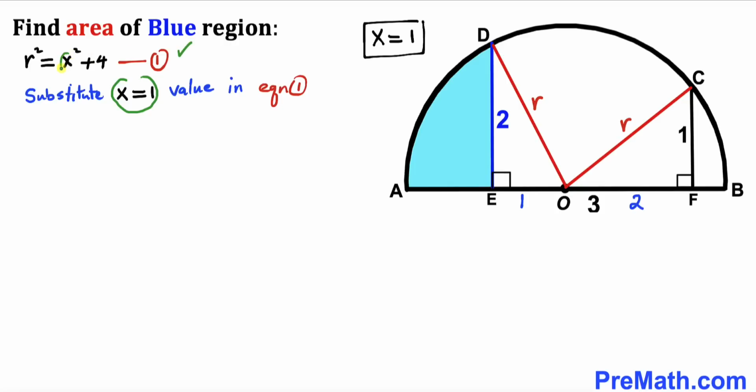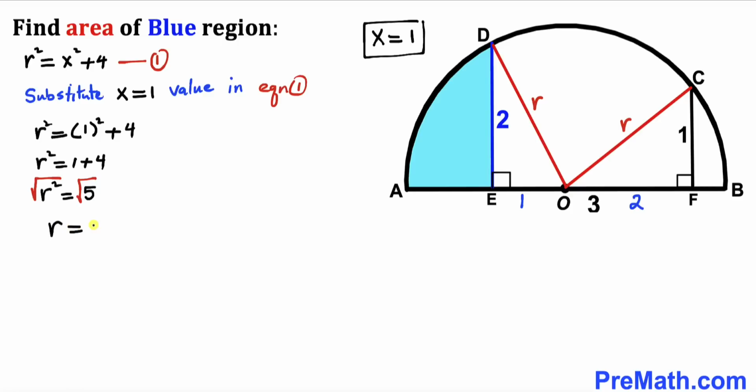So therefore, wherever we see x, I'm going to replace it by 1. So our equation 1 is going to become r square equal to (1) whole square plus 4. So we ended up with r square equals 5. Now let's take the square root on both sides to undo this square. So our radius r turns out to be positive square root of 5 units.